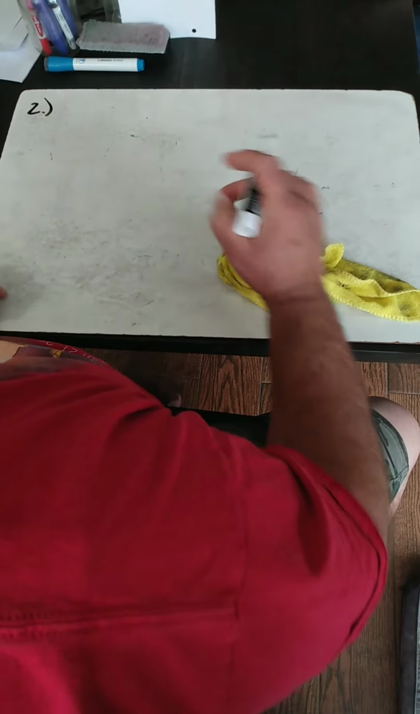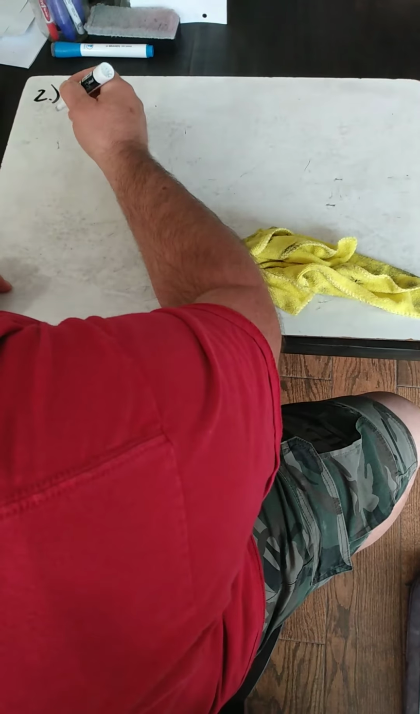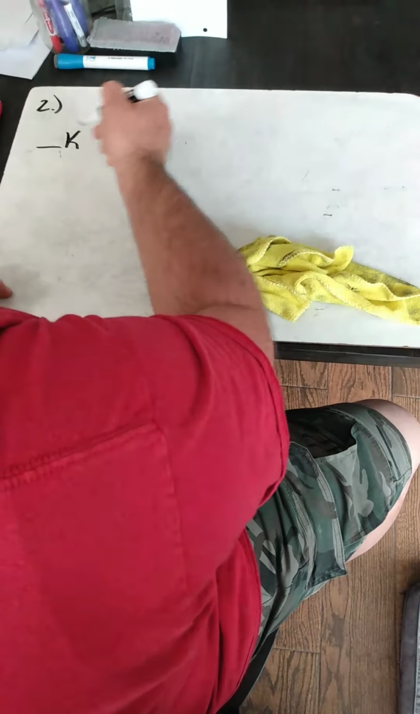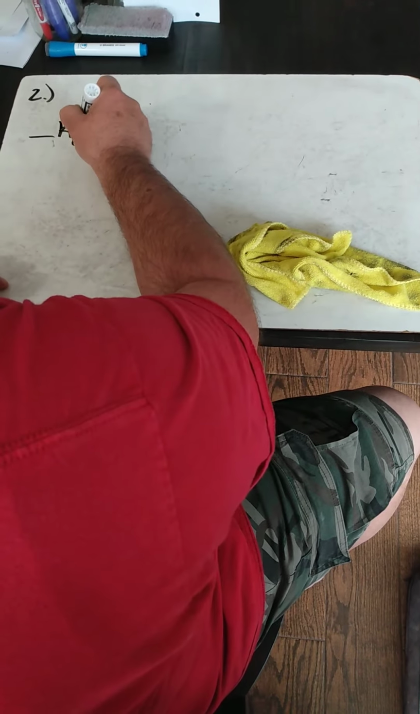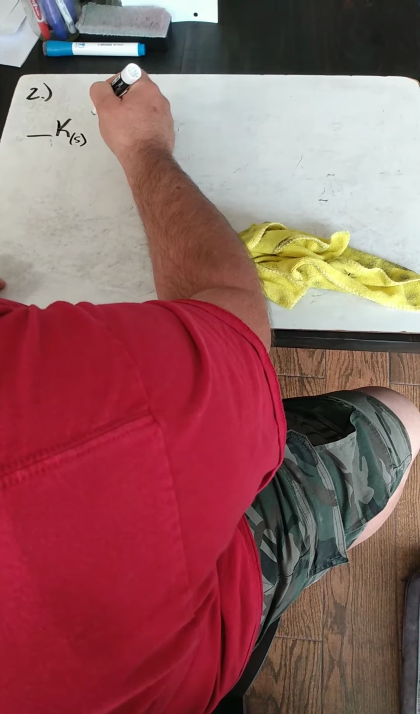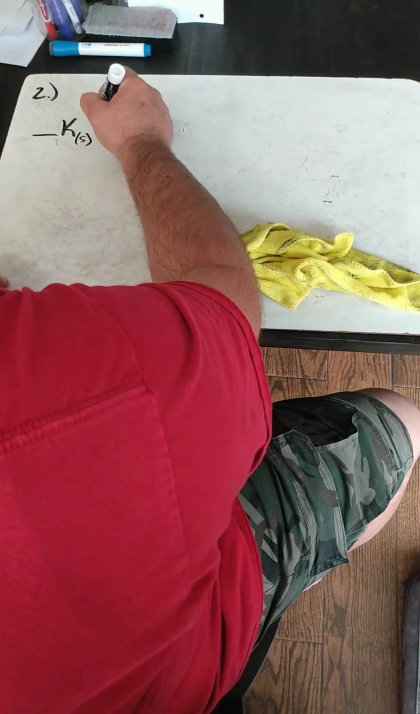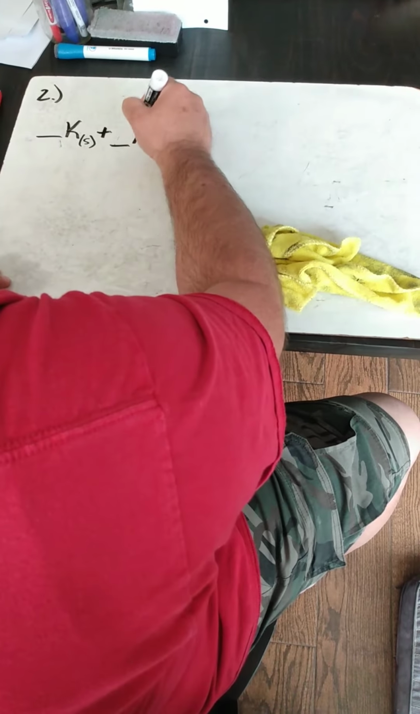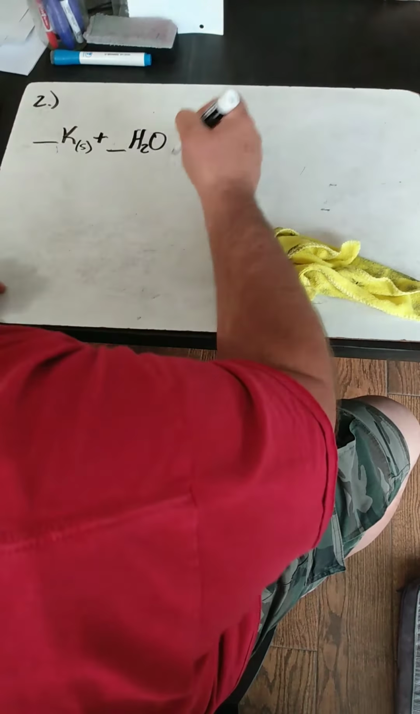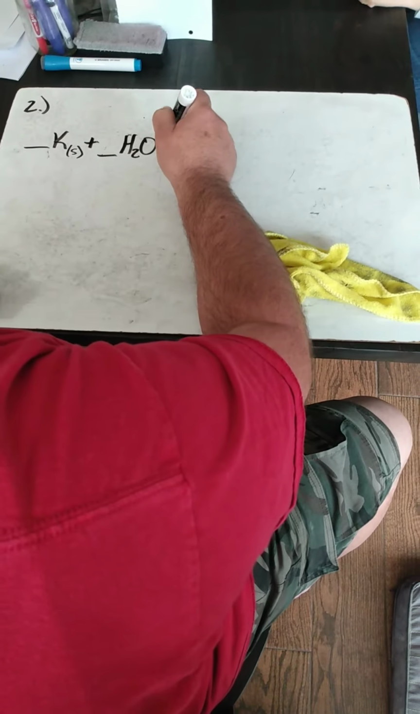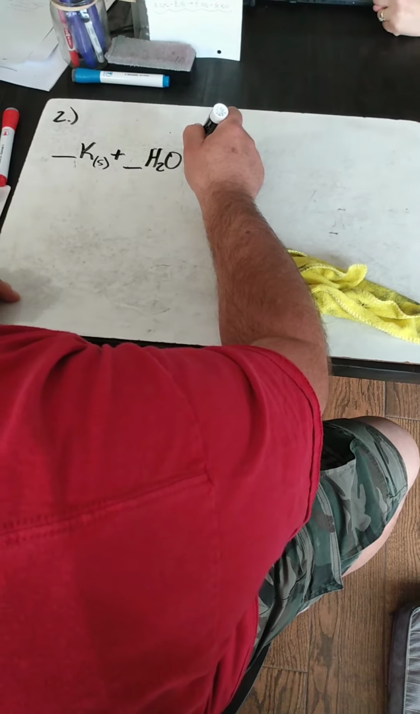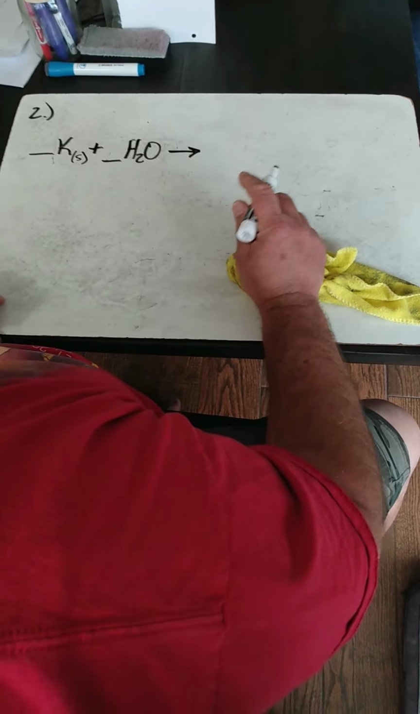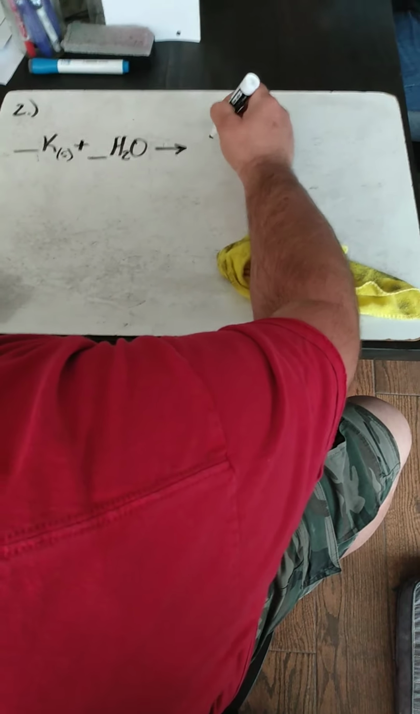So with this one, it says we start off with potassium. And there is nothing else there, so we know it's going to be a little solid. Okay, reacts with water. And of course, you guys all know water is aqueous. We don't even need to put that down. To form, there's our yield symbol, potassium oxide.